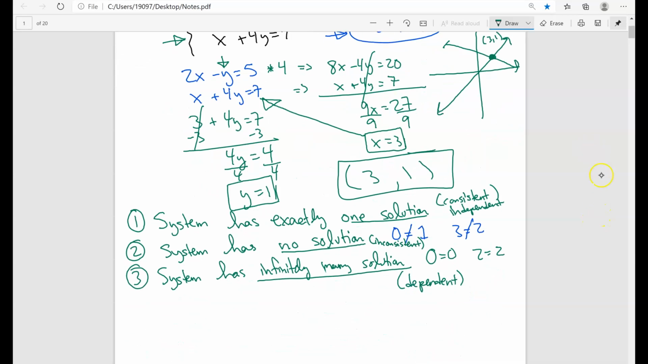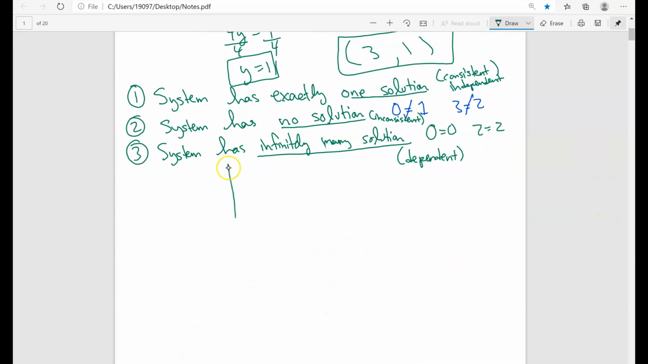Okay, now when will you have no solution? Well, you're going to have no solution when they're never going to intersect. So if you have 2 equations and they're parallel, then you're going to have no solutions. If you have infinitely many solutions, usually what happens is that one graph is just a scalar multiple of another graph. So basically this guy is right on top of each other. That's when you have infinitely many solutions.